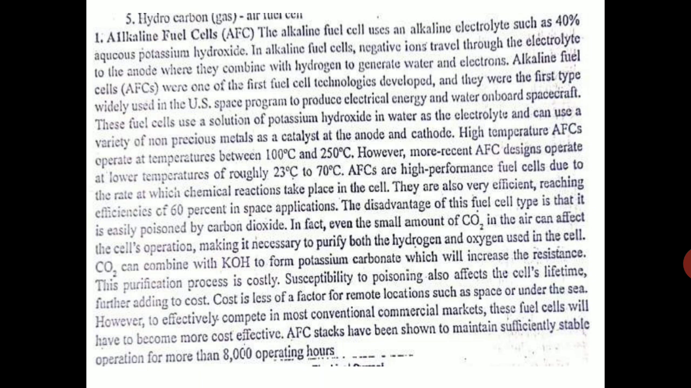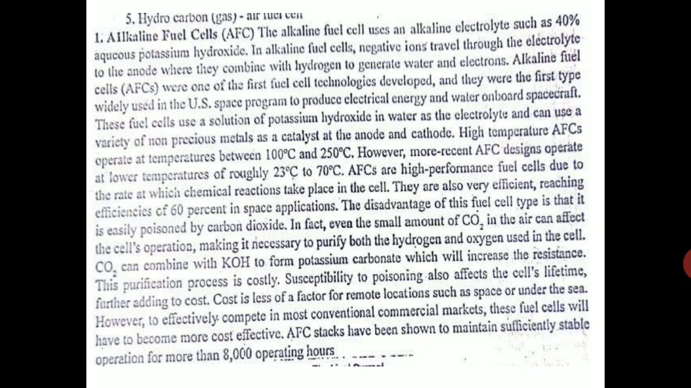These fuel cells use a solution of potassium hydroxide in water as an electrolyte and can use a variety of non-precious metals as catalyst at the anode and cathode. The high temperature AFCs operate at temperatures between 100 to 250 degrees centigrade, whereas the most recently designed AFCs operate at a lower temperature of around 23 to 70 degrees centigrade.